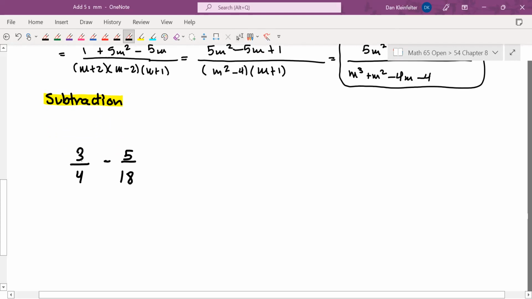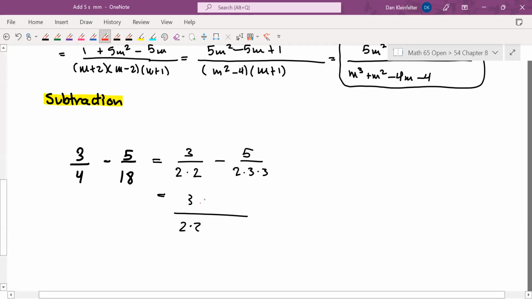But again, as before, we're going to start by factoring the denominators we have in a numerical example. So 3/4, we'll write that as 3 over 2 times 2. And then we'll subtract 5 over, this is 18, so that's 2 times 3 times 3. Okay, so as before, inserting missing factors, the fraction on the left is missing a couple of 3's, so we're going to insert that.